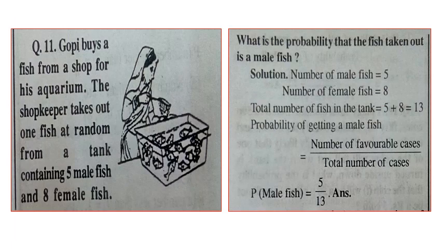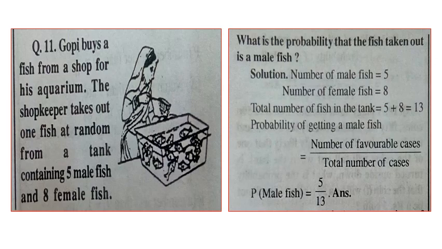Question number 11. Gopi buys a fish from a shop for his aquarium. The shopkeeper takes out one fish at random from a tank containing 5 male fish and 8 female fish. What is the probability that the fish taken out is a male fish?